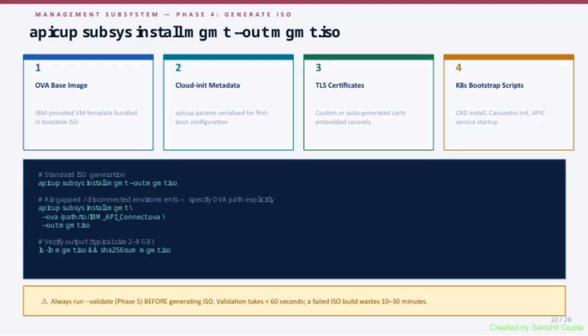Before we generate the ISO, always run the validate command first. It takes less than a minute, but skipping it can cost you 10 to 30 minutes if the build fails. For standard ISO creation, we use a simple command specifying the output file. In air-gapped environments, we need to explicitly provide the OVA path. Once generated, verify the ISO's size and checksum to ensure integrity. This step bundles everything, from the VM template and certificates to configuration data, into a ready-to-use, bootable image.